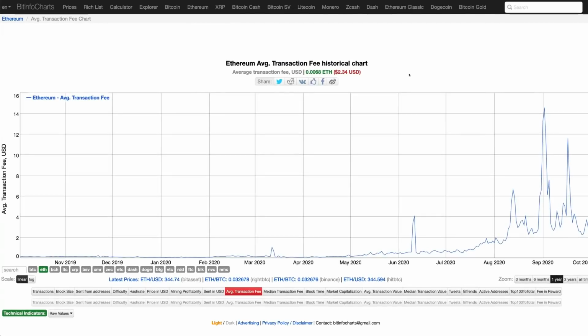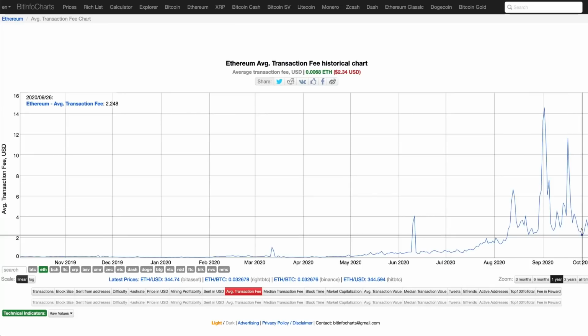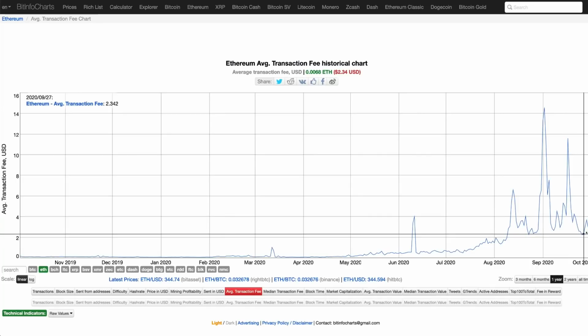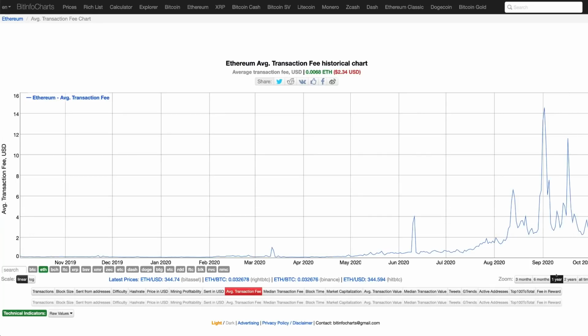So Ethereum transaction fees were absolutely skyrocketing. Actually, in recent days, they have been decreasing. So you can see that this chart has just been going up and up. Currently, they rest at just over $2. This is the one-year chart.